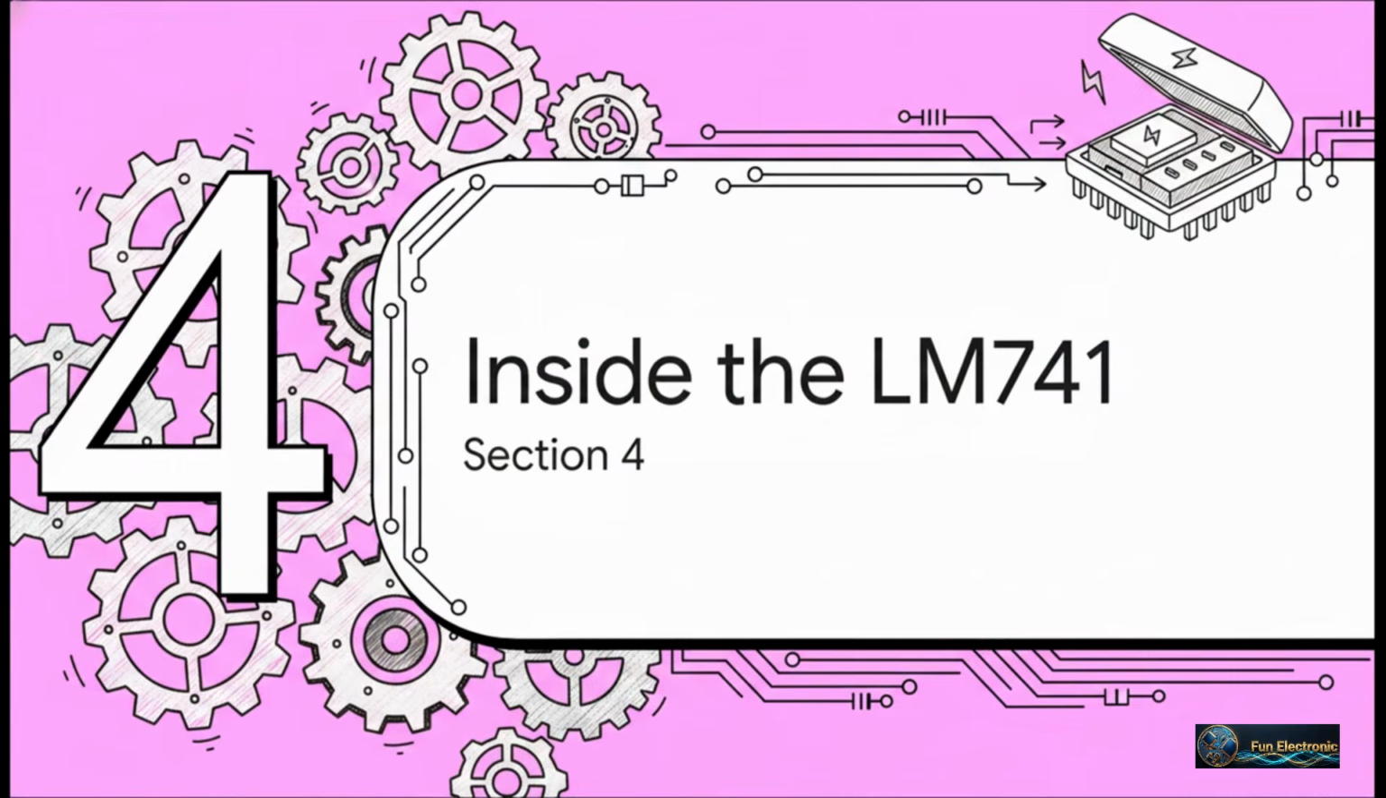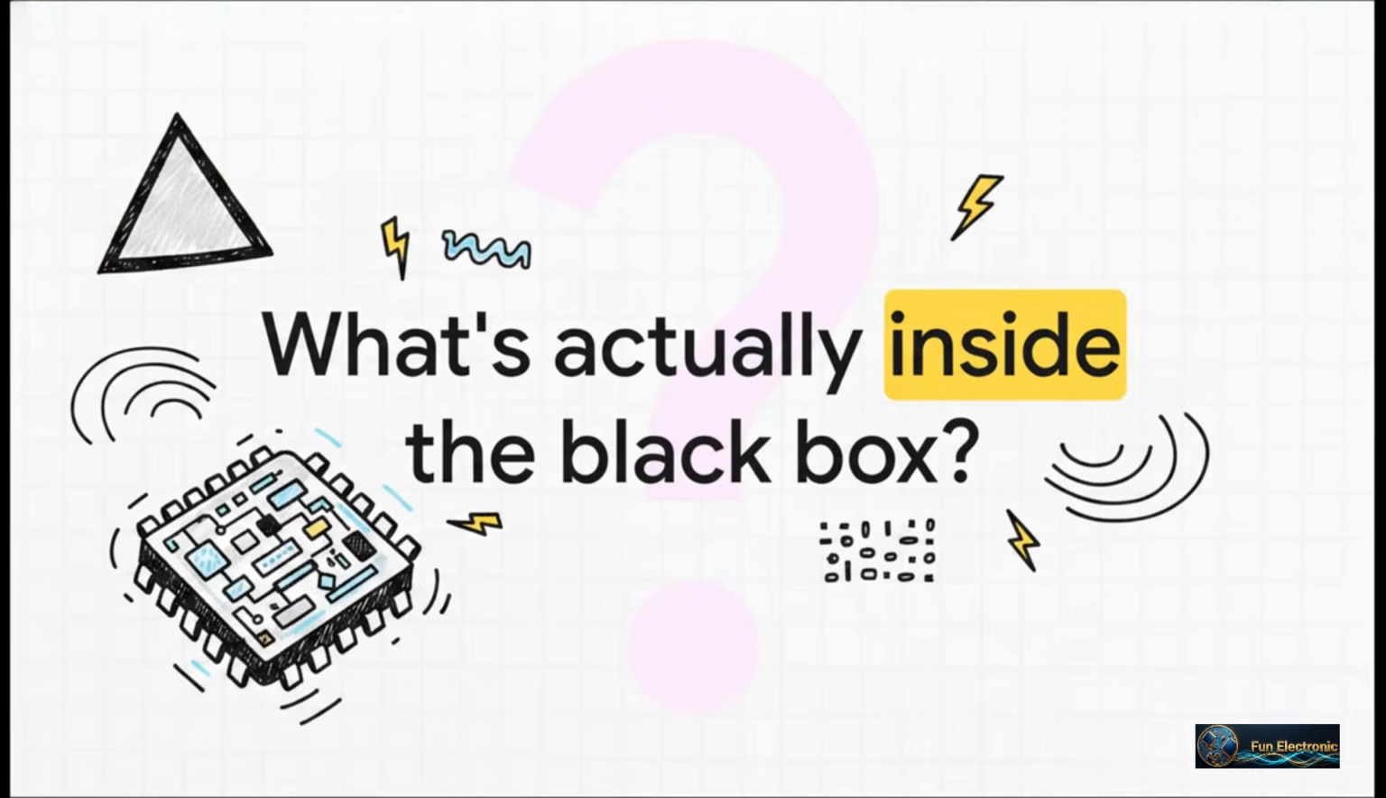Section 4. Inside the classic LM741. It's time to lift the hood and look at the bare metal. So it's super easy to just draw a triangle on a piece of paper and call it a day. But what is actually happening when you slice open that little plastic microchip? What exactly is sitting on that microscopic silicon die to provide this massive voltage gain and input protection?